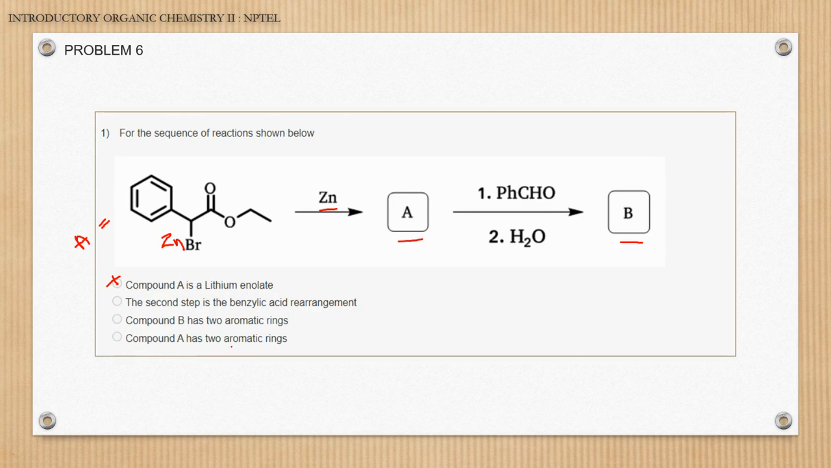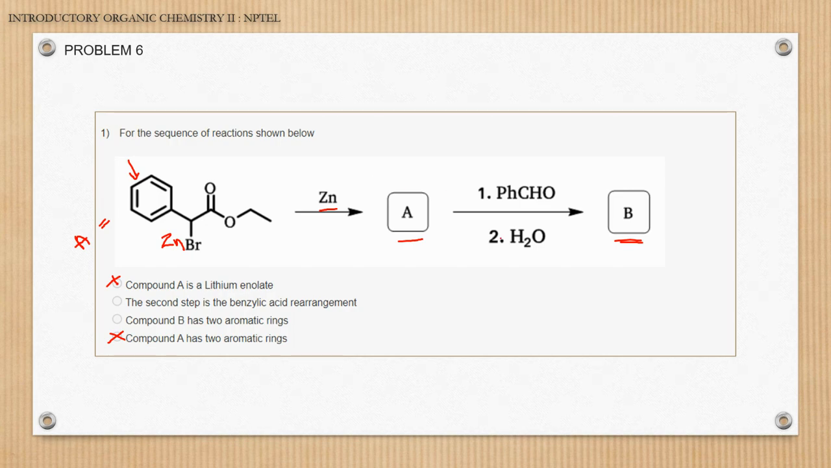So now again they have commented on compound A, that is this compound. It has only one aromatic ring, right? So that is why we can also say that this option is incorrect, because compound A doesn't have two aromatic rings. Instead it has only one aromatic ring. Fine. So now for solving this, you have to answer the B compound.